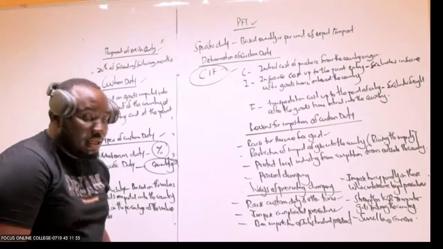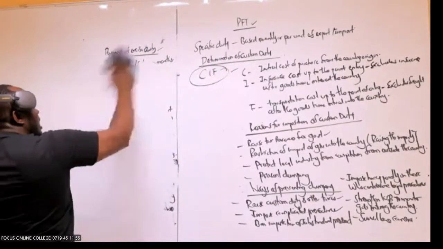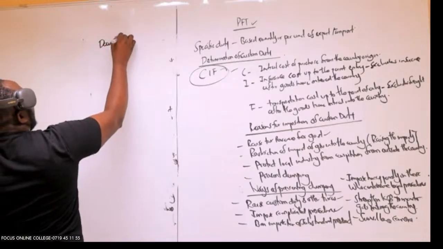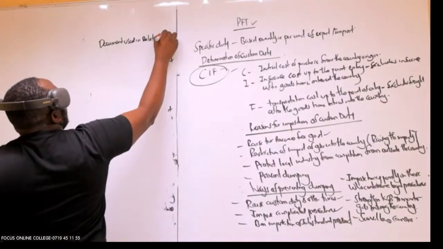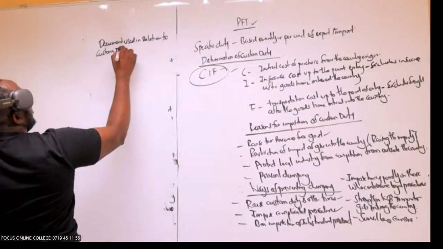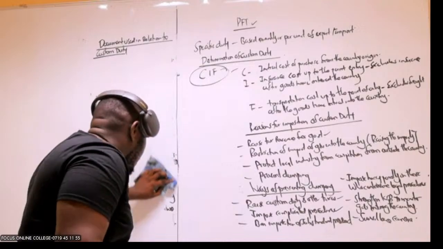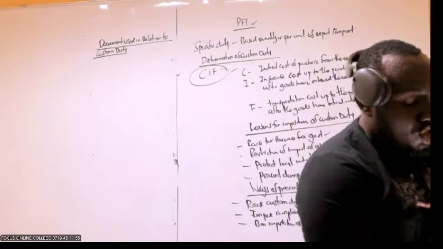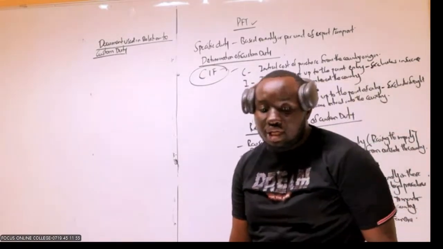Then we go to documents used in relation to custom duty. The word is in relation to what? To the custom duty. So this is a common question. Even in the last exam, we had this question: documents that are used in relation to the custom duty.